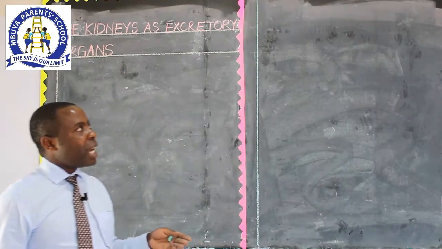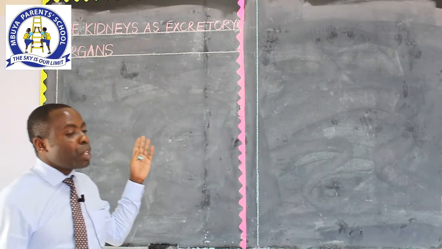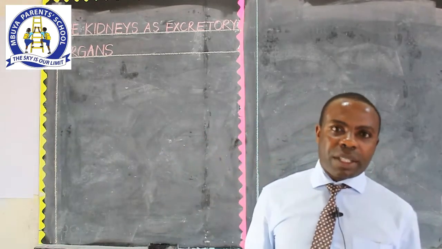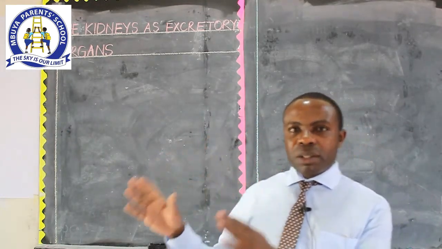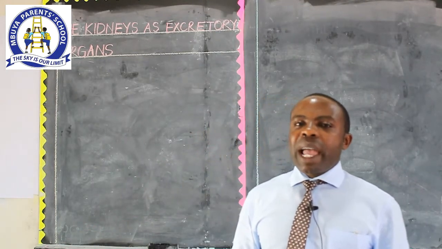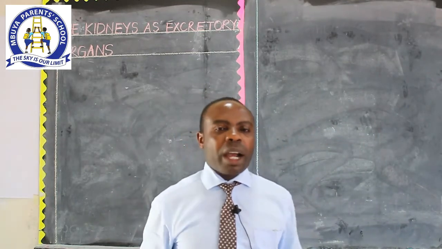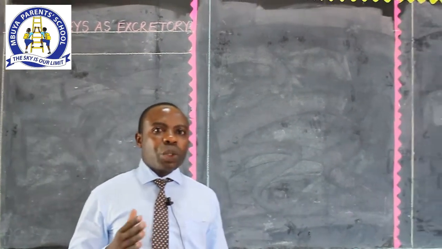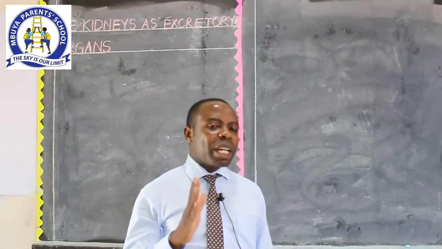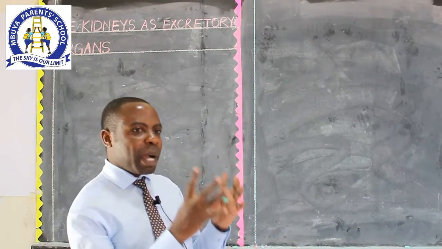Now, the kidneys as excretory organs, they are not new, because in P4, you remember, they teach body organs, but they don't go in details, whereby they say the kidneys excrete urine. Now, in the way they do their work, they don't do the work alone, but they work with other parts. Now, for us to understand the kidneys better, we have to look at other parts.